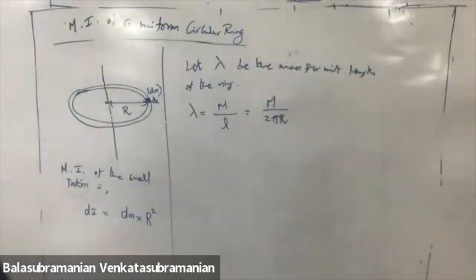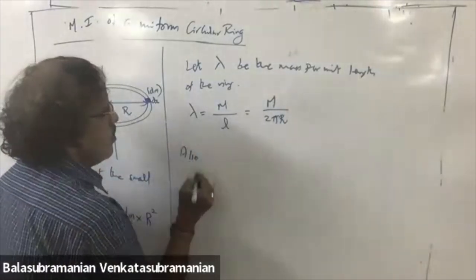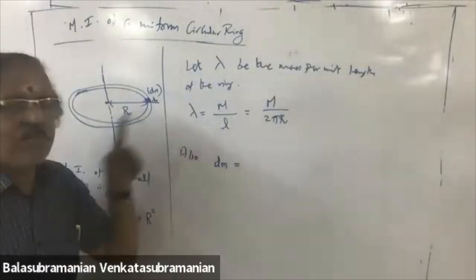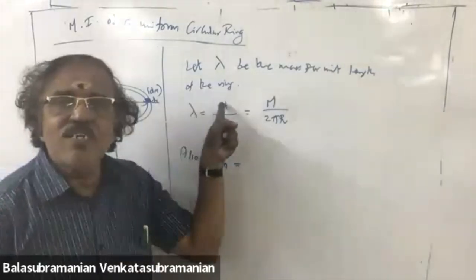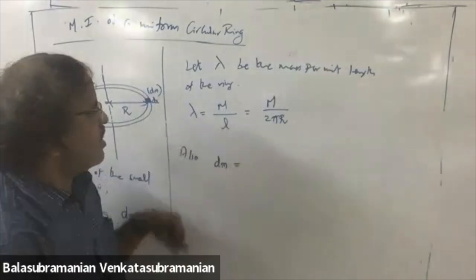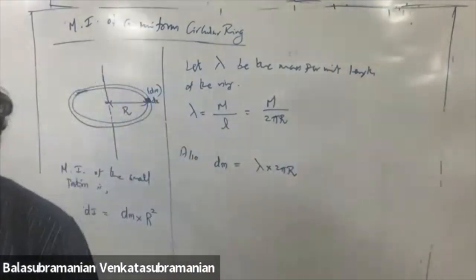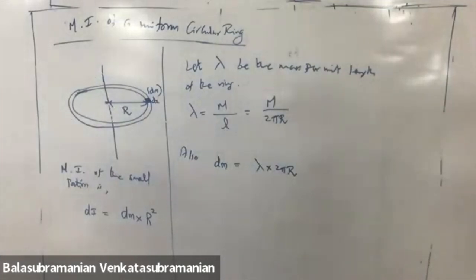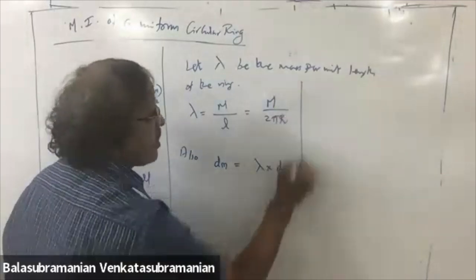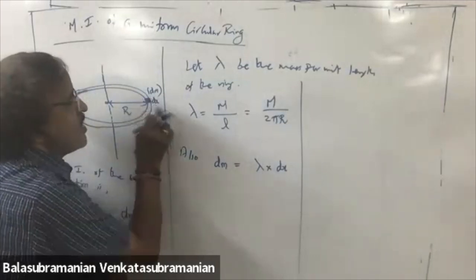What is the next step? We have to calculate dm. Mass by length is lambda, for total mass by total length. For the small portion, dm is lambda into length. Not 2 pi R, which is for the entire ring. For the small portion, the distance is dx. This portion only we want mass. So that is lambda into dx.